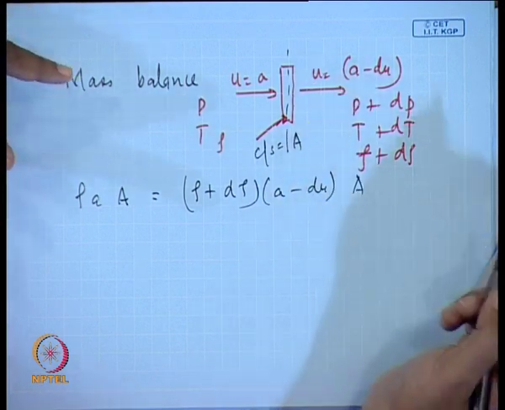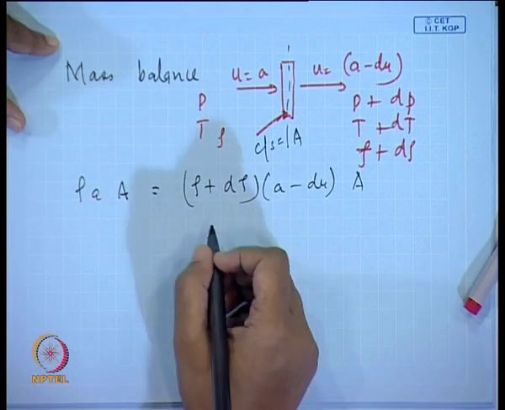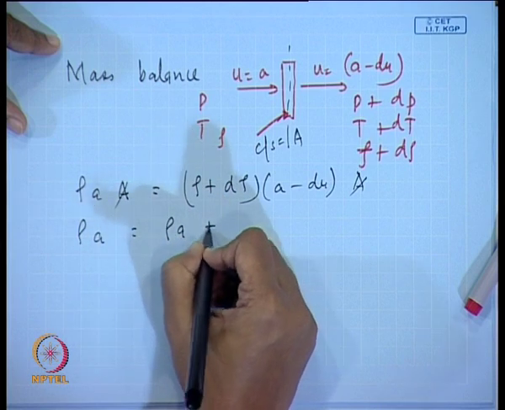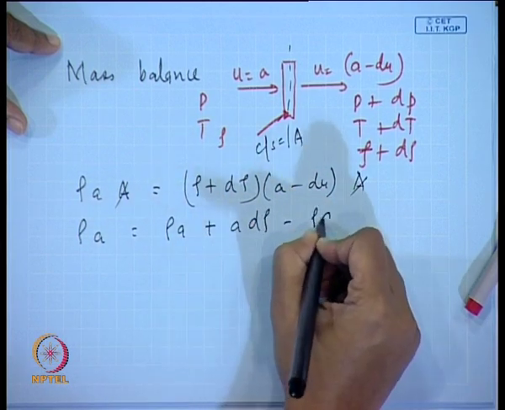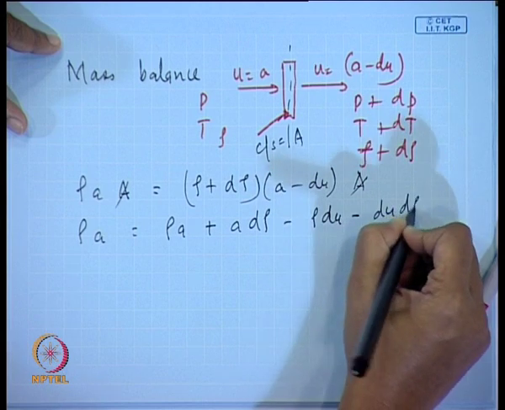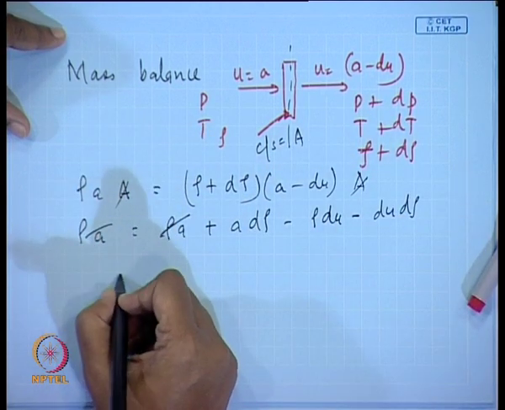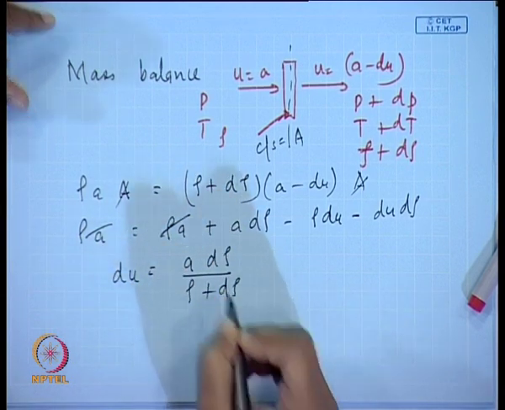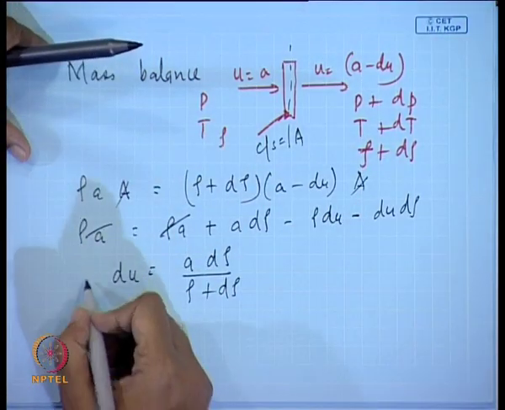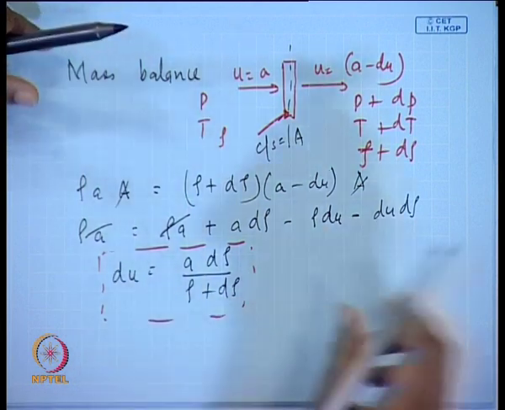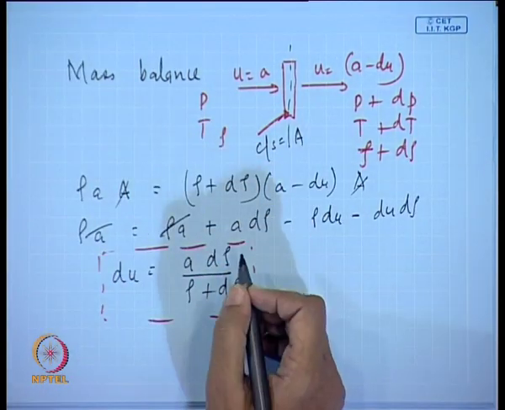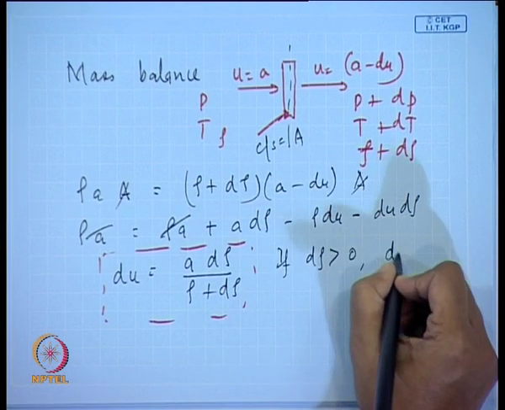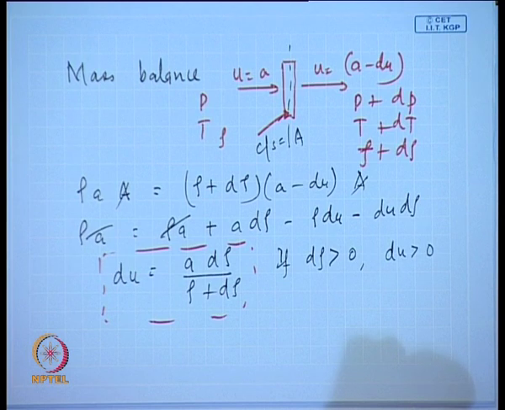Any portion you do not understand, it is very simple, you can just tell me to repeat it. So, we know that A cancels out, this gives rho A plus A d rho minus rho du minus du d rho. So, these also cancel out, and we get du equals A d rho by rho plus d rho. Isn't it? This is what we get. Now, from this equation, there are two things that we understand. First, if d rho is greater than 0, du is greater than 0, right?